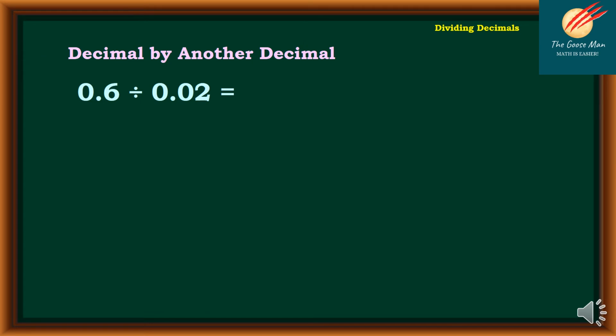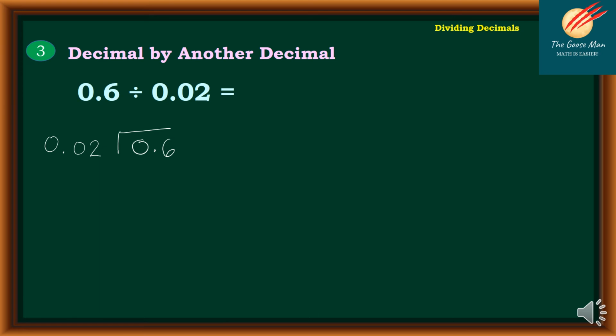Let's move on to the third case. That is dividing a decimal by another decimal. So let's consider 0.06 divided by 0.02. What we're going to do is put our dividend 0.06 inside the division house, while our divisor 0.02 is outside the division house.